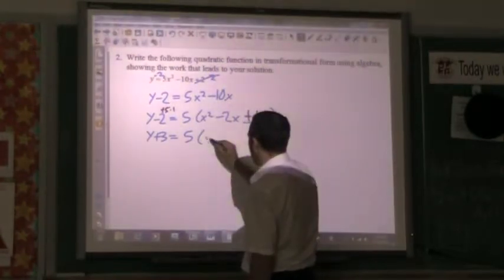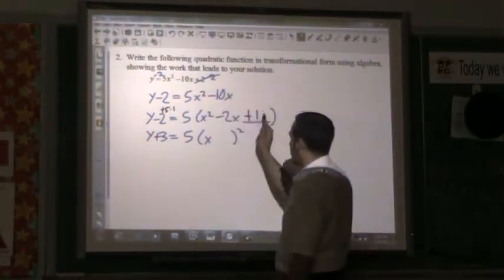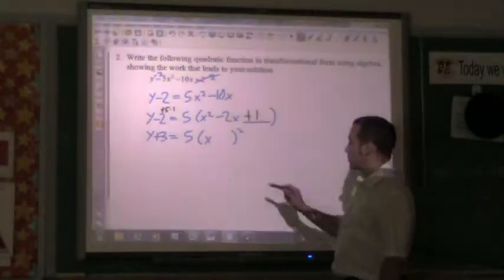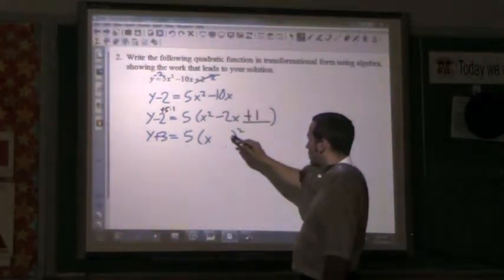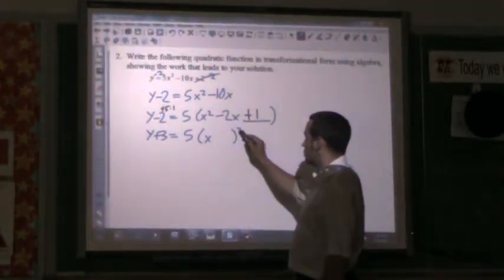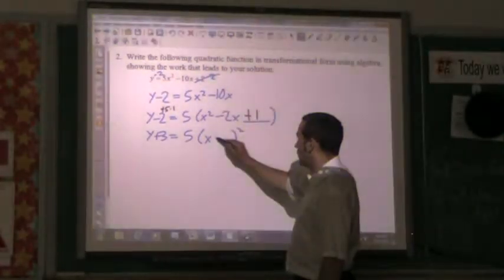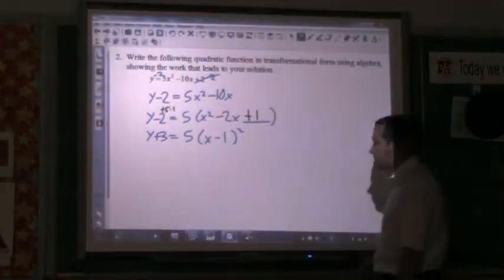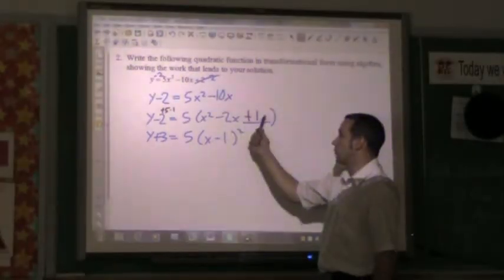Now I can write this. The whole purpose of completing the square is to be able to write this as x plus something, or x minus something, squared. It's just half of your -2, so -1. If you multiply this out, you can get this back.